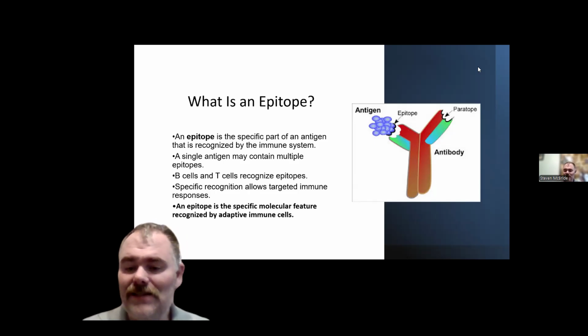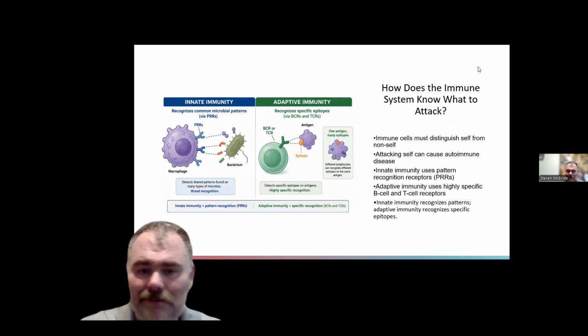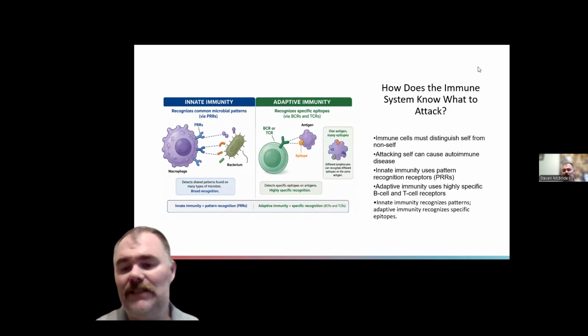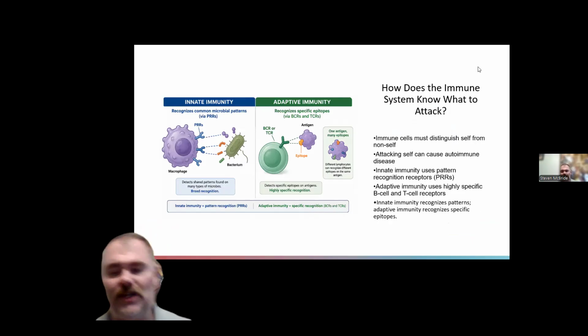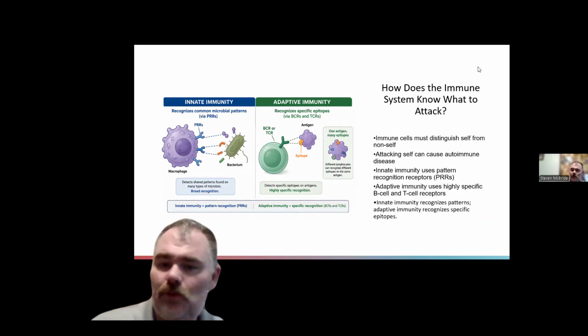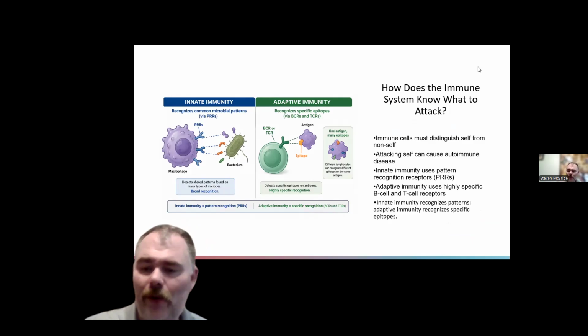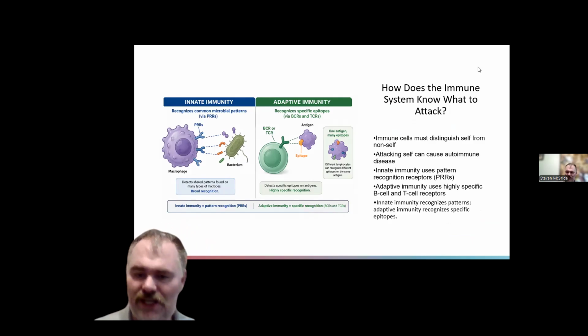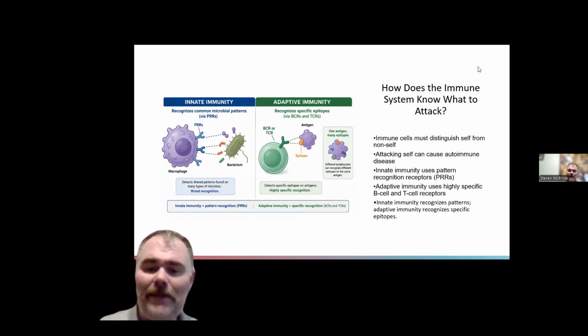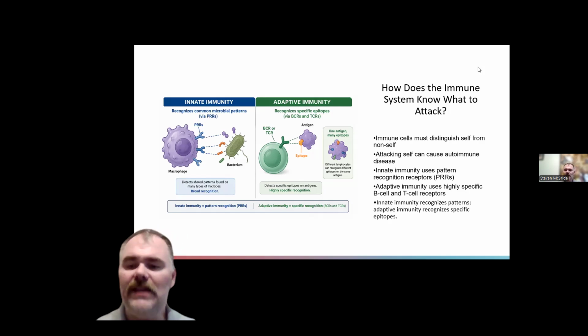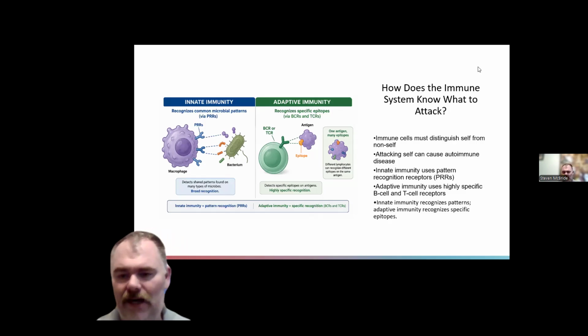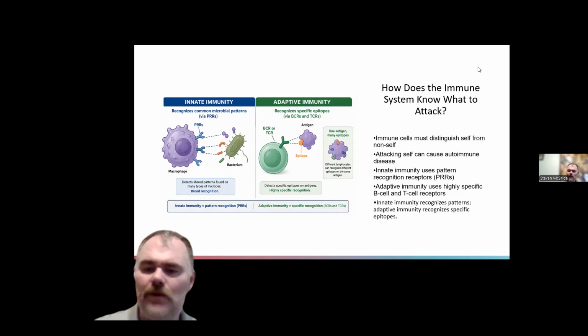Next, we will ask, how does the immune system know what to attack? A major challenge for the immune system is determining what should and should not be attacked. Immune defenses must recognize harmful invaders while avoiding damage to the body's own tissues. The innate immune system accomplishes this using pattern recognition receptors, or PRRs. These receptors detect molecular patterns that are common among many groups of microbes. For example, certain PRRs recognize bacterial cell wall components or viral genetic material.